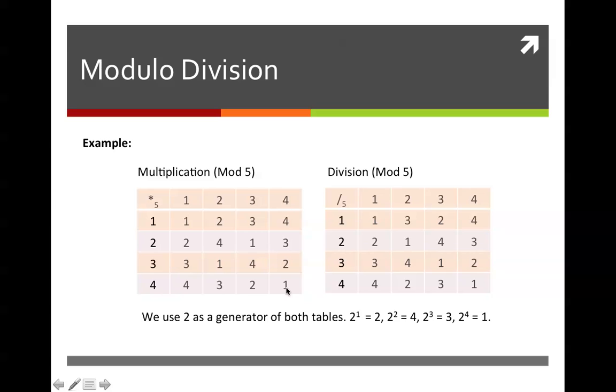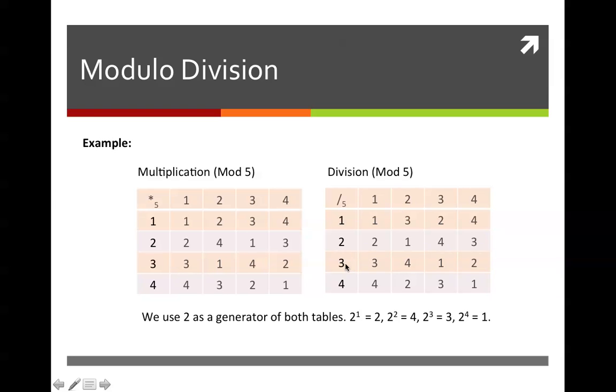Inverse of 4 is itself, inverse of 1 is itself. So these are the inverses. And an operand divided by another operand simply means, mod 5 in this case, an operand multiplied by the inverse of the second operand.